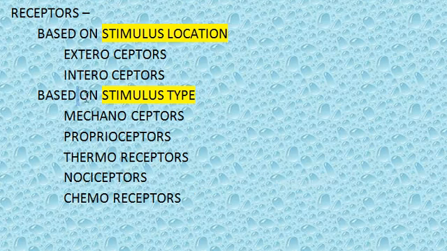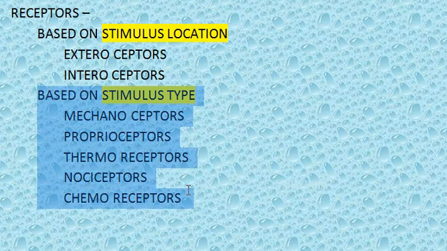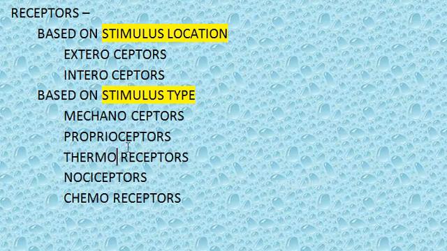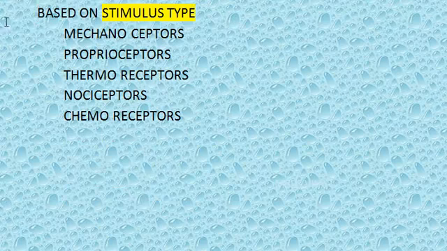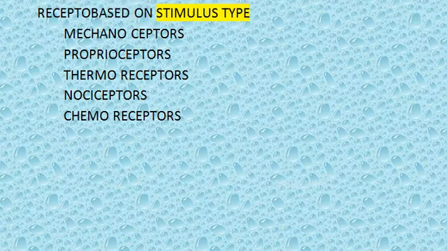Let us look at the stimulus type in this video. So in this video, we have to look at the type of stimulus. Based on that, we will have the receptors: mechanoreceptors, proprioceptors, thermoreceptors, nociceptors, chemoreceptors. Okay. So receptors based on stimulus type.